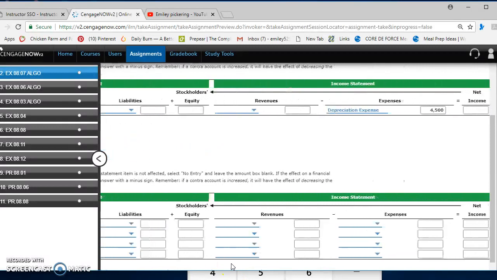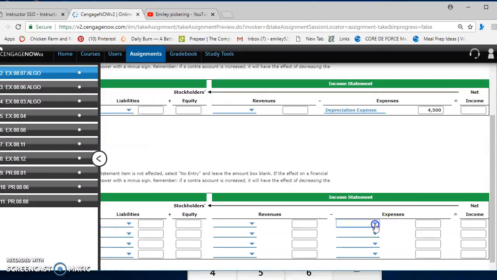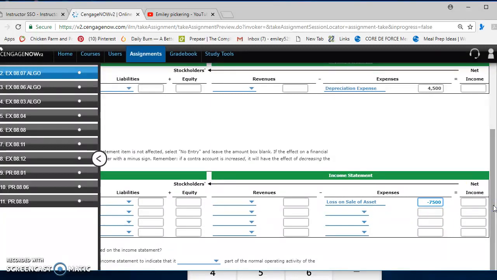And then we're actually going to have a loss here on the sale of our asset, which is going to be the difference between our book value and what we sold it for. I think we said that was 7,500, and that may probably be a negative on here. So that's going to decrease our net income by that amount. So that's basically what happens with the sale of an asset here.